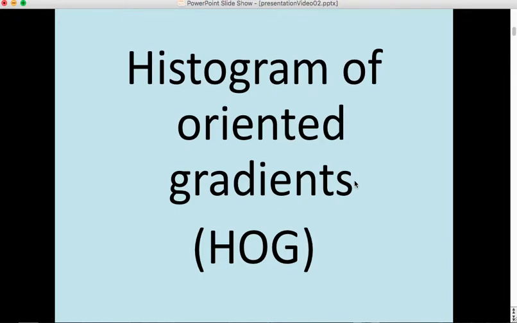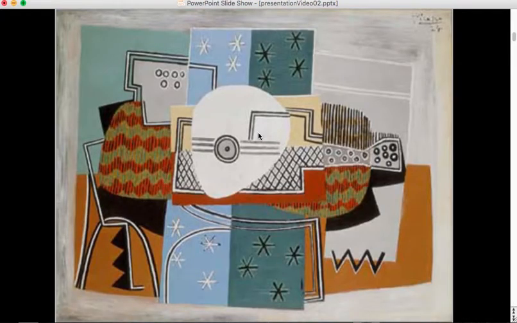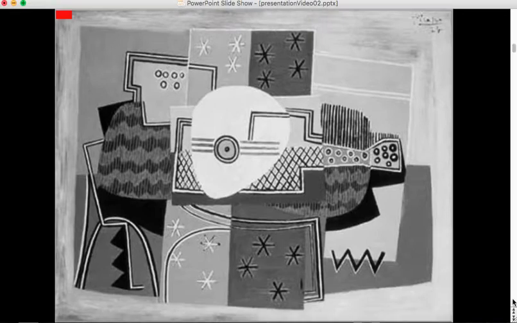Now the trick here is you need to extract data from these images, and what kind of data do you want to extract? Well, this paper used something called histogram of oriented gradients, and we're going to discuss what those are. Okay, so you start with a painting, and this is a Picasso, and then you convert it to grayscale, and now we're going to zoom in on this little section up here to describe the processing that we do on each one of these images.